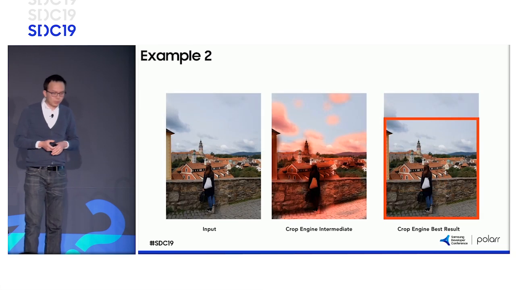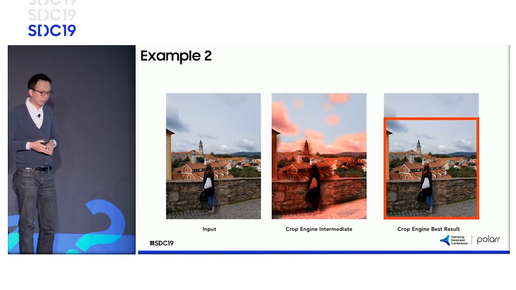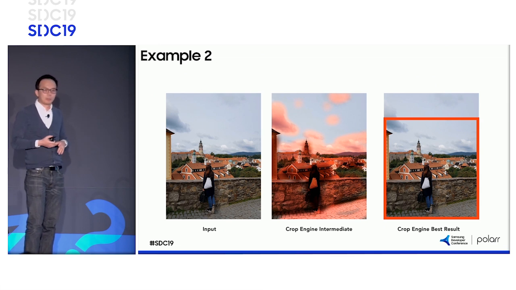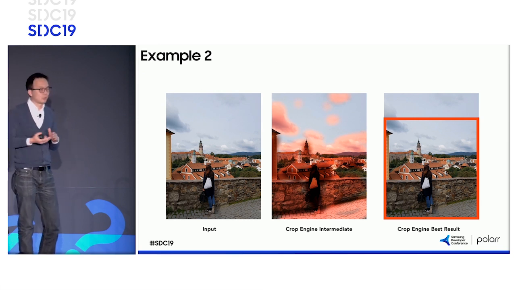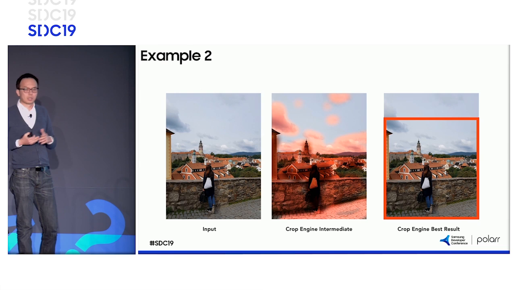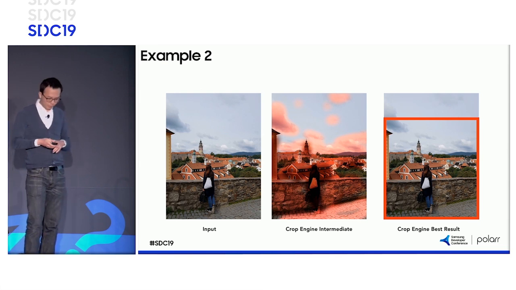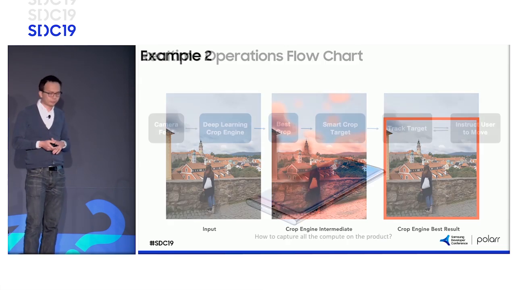Going to the next example, we have a person looking at the beautiful landscape in Europe, and then based on what the photographers are doing for this particular photo, we can see where the positive regions are as well as the negative regions, and it's able to come up with the actual final candidate crop.